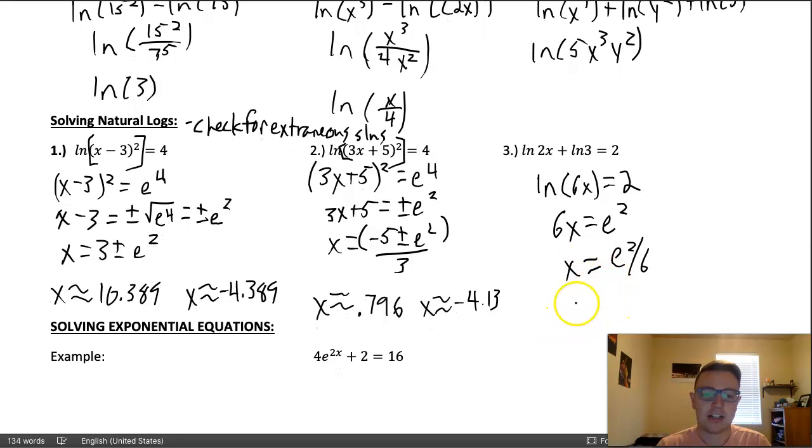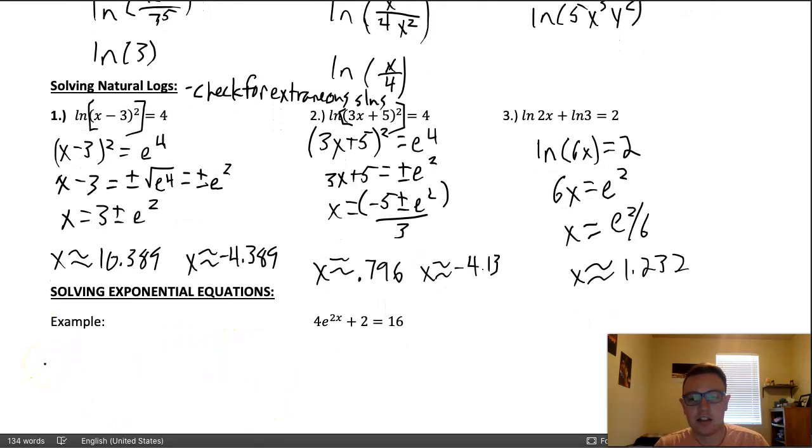Substitute that into your calculator. You should get x is approximately 1.232. Then all we need to do is substitute that back in. What is ln of 6 times, or natural log of 6 times 1.232? Let's figure that out. Natural log of 6 times 1.232 is going to be nearly exactly 2. So we're good to go.